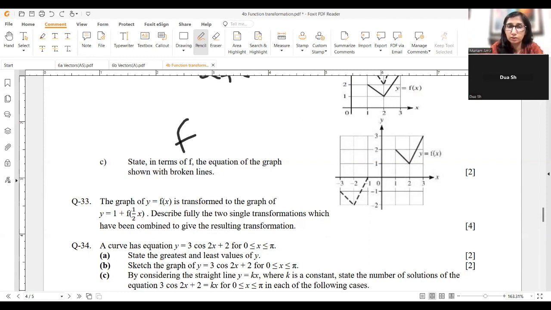Yes, you're right. So this is changing into this. Okay, so yes, it's going 1, 2, 3, 4 left. So that's f(x plus 4). And then you're moving 3 down, so minus 3. That is the correct answer.